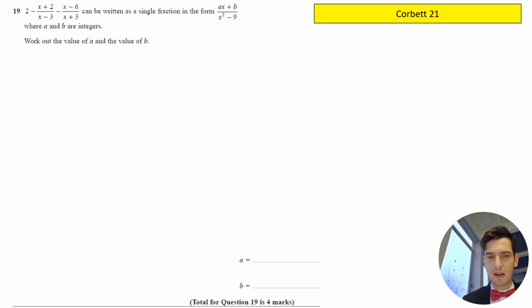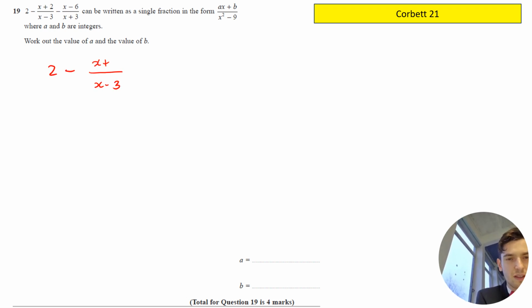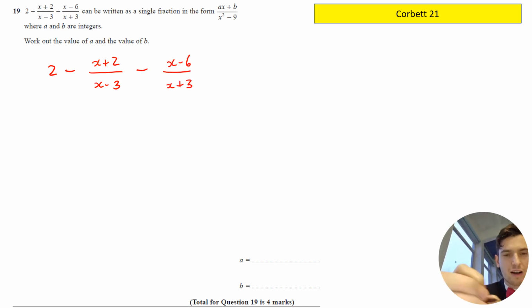Okay, next question, another algebraic fraction. I actually had an equation earlier with algebraic fractions, but this one is not an equation, I just need to simplify it. So if you know what to do here, it is a good question, which is why I put Corbett 21 in here, so that you can practice with your algebraic fractions. So first thing I'm going to do, just to make my working out a bit clearer, is I'm going to rewrite the question. Okay, and I'm also going to write the 2 as 2 over 1, so that I've got 3 different fractions.